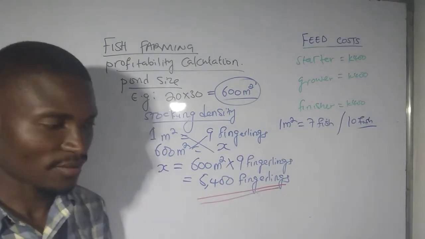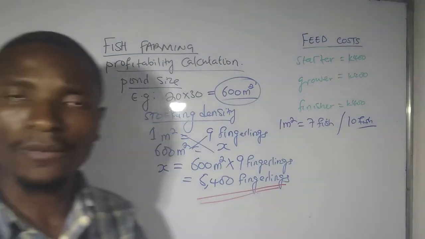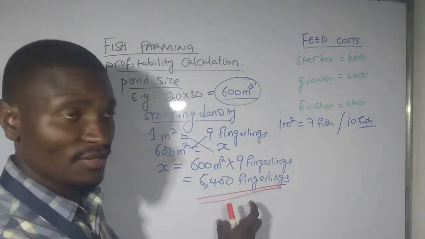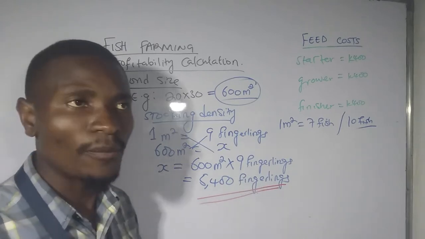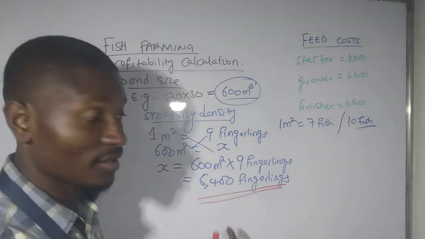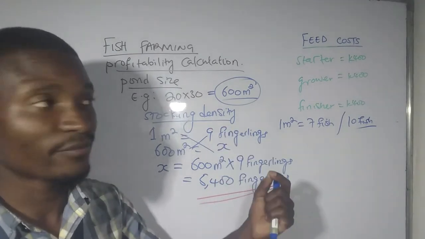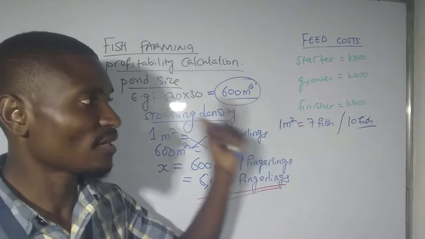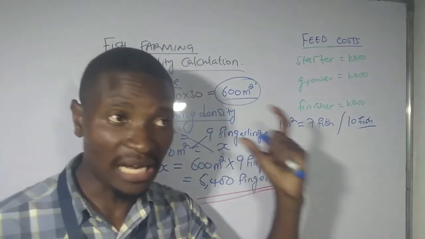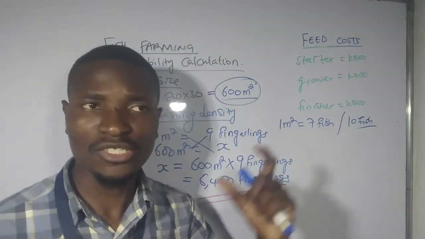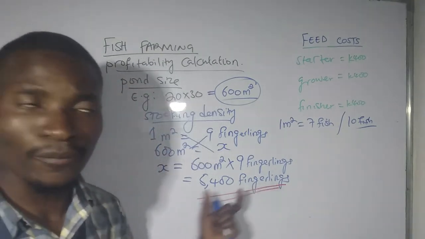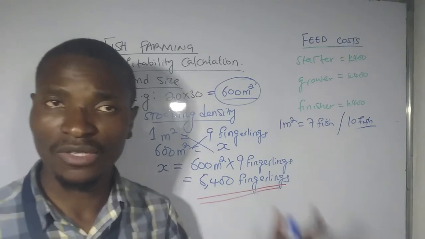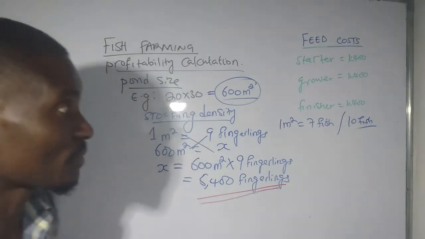Okay, so now after understanding that, let's see how much I need to pay, because I need to purchase this number of fingerlings. How much am I going to pay for these fingerlings? I can purchase them from maybe Mwekela offices, or I can go to Solwezi, or I can seek out anyone who is already doing fish farming and is able to sell me the fingerlings. So I can purchase those fingerlings from any of the suppliers that I've talked about.